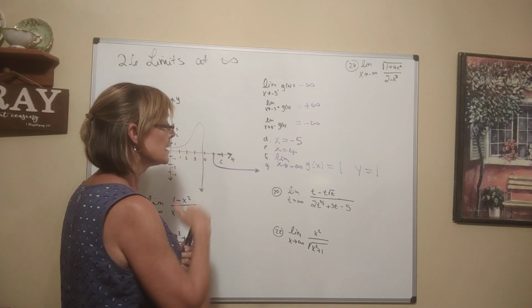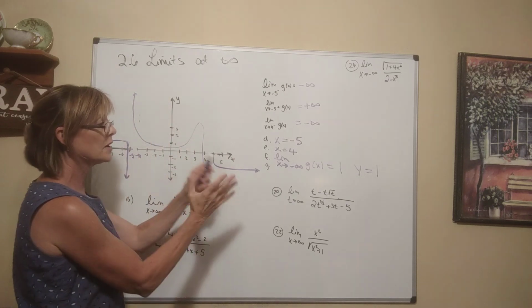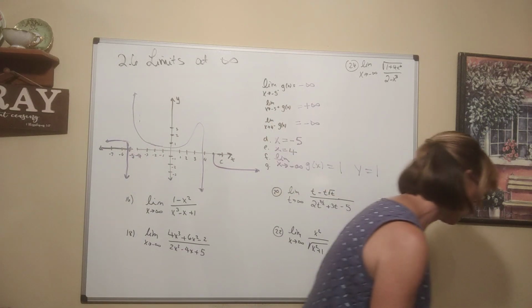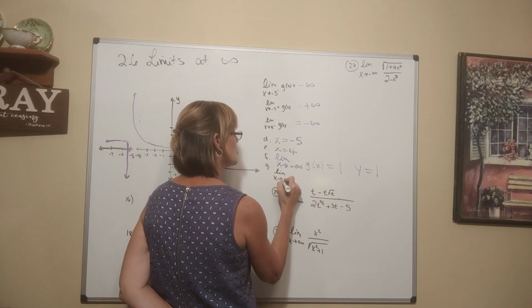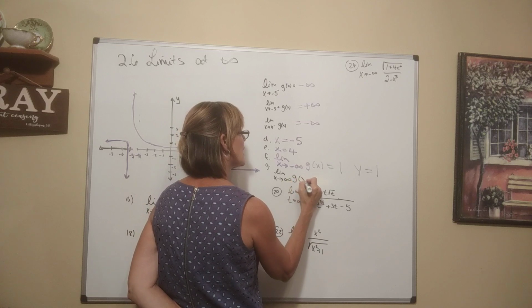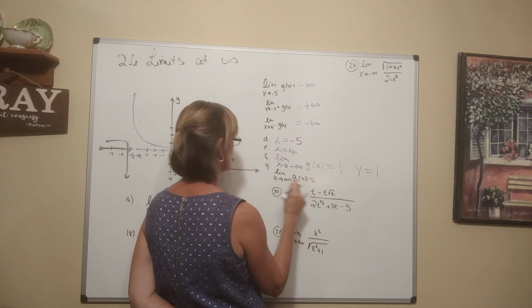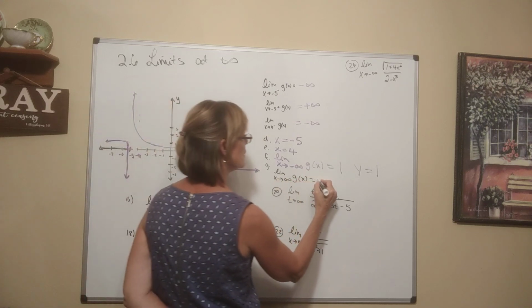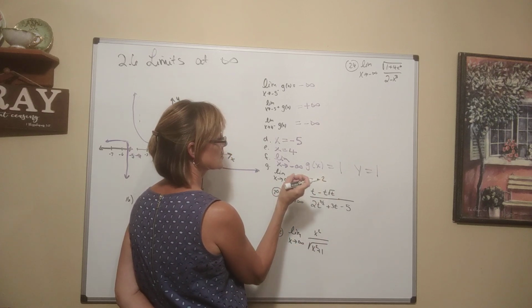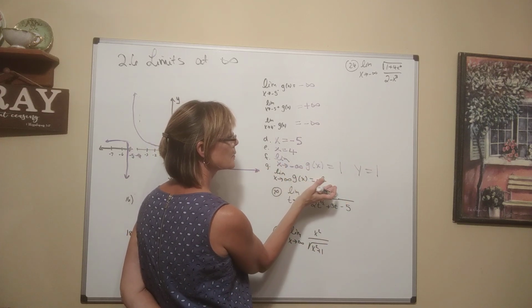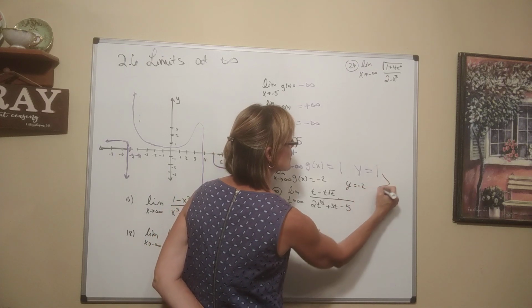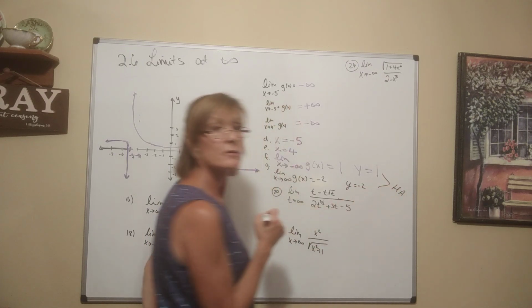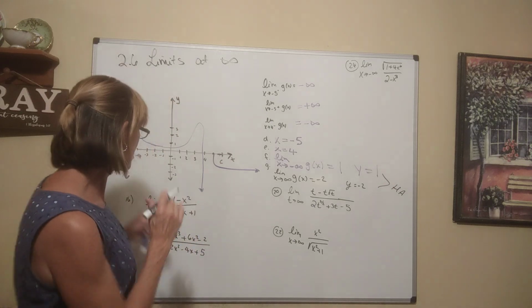So we could say the limit as x goes to positive infinity, as it gets bigger and bigger, of g of x is equal to -2. This statement right here, when x goes to positive infinity or negative infinity, if it approaches a single value, we could say y is -2. These are horizontal asymptotes. Okay, so that's the graph part.